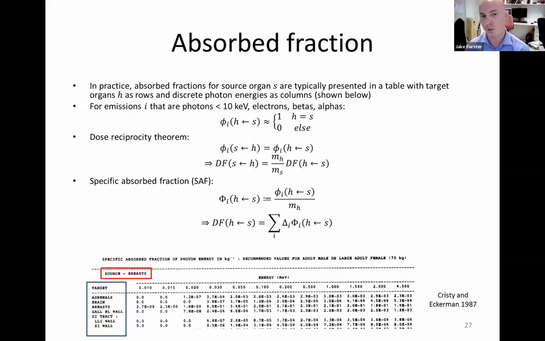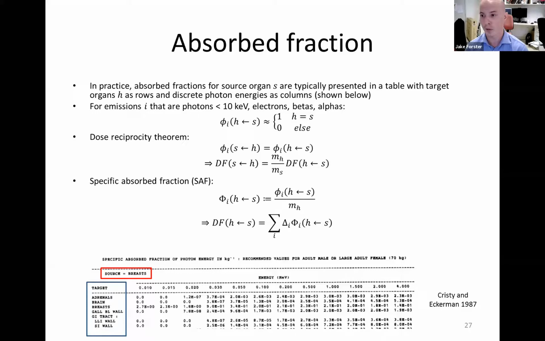We also have this general approximation that for photons that are very low energy, like less than 10 keV, and also for electrons, for betas, and for alphas, we can assume that the source organ is the organ where all of the energy is deposited. So this absorbed fraction is 1 if the target organ is equal to the source organ, and it's 0 for other organs.